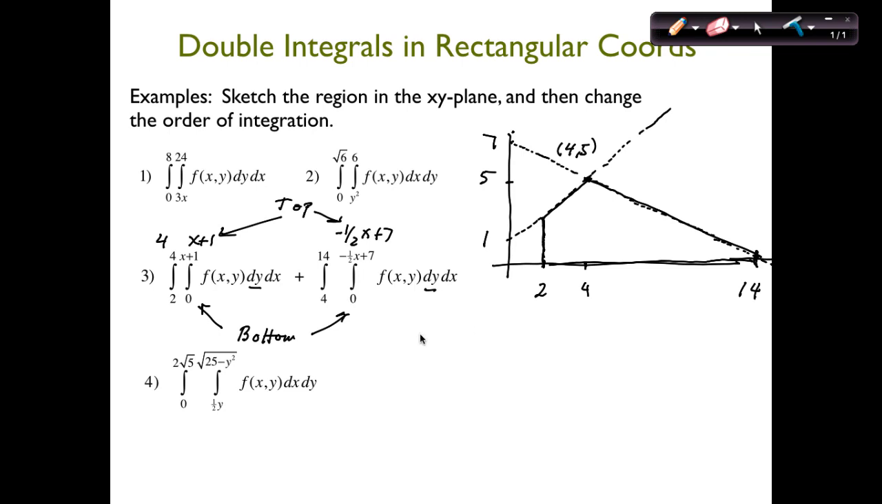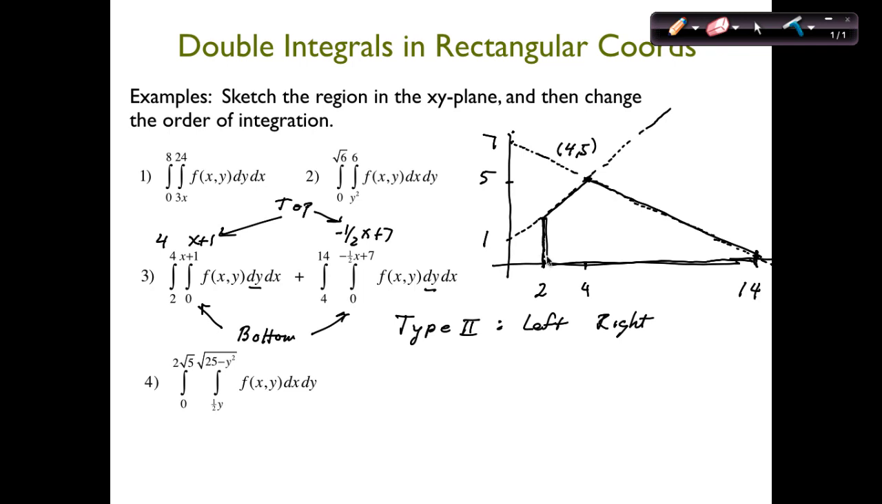Are we switching to type 2 or type 1? We want type 2, and with type 2, we need to identify which boundaries are the important ones. Left and right, right? So the left and right are where we start. So left. What is the left boundary of this region? What is the left boundary?